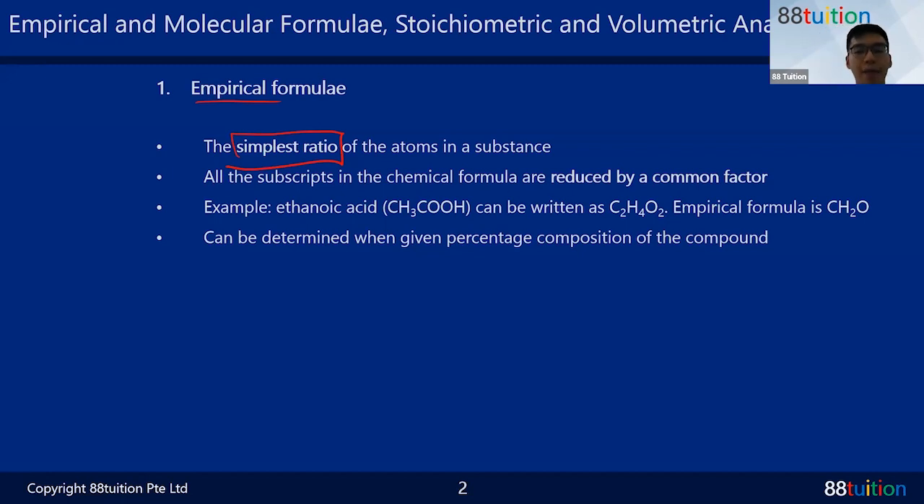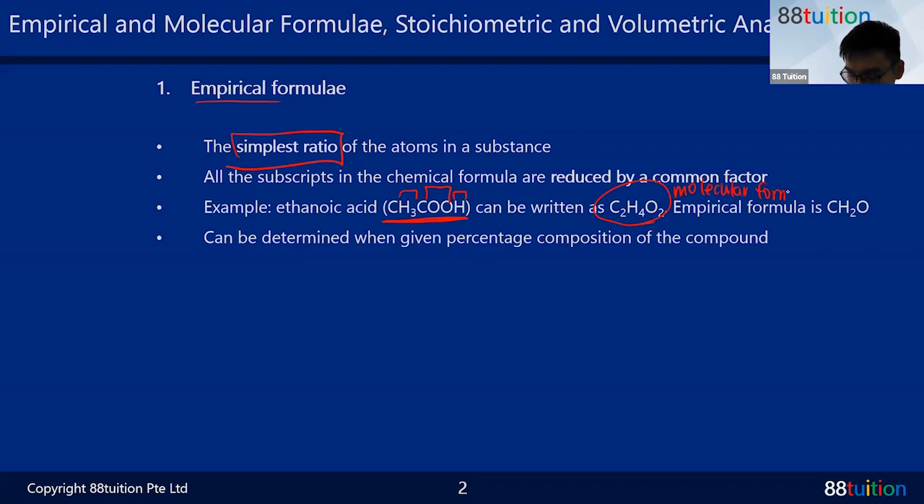For example, I have this compound here called ethanoic acid. Sometimes people are very fancy and write it like this, CH3COOH. But you can actually condense it. You can see there are 2 carbon, so C2. Then you have 4 hydrogen, because there are 3 here and 1 here, so H4, and then 2 oxygen here, so O2. This is the actual molecular formula of the compound.